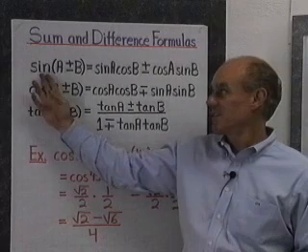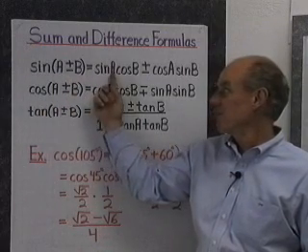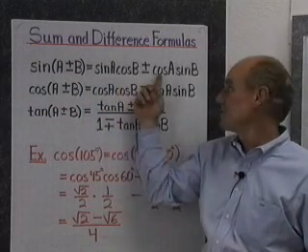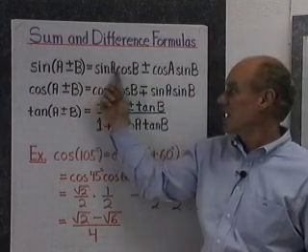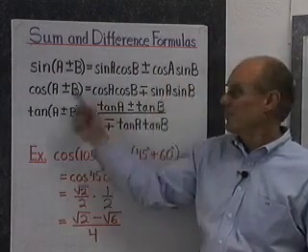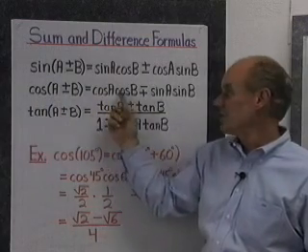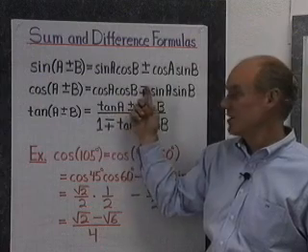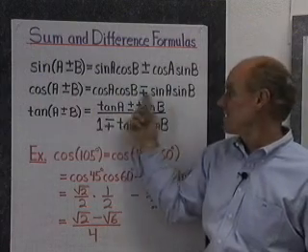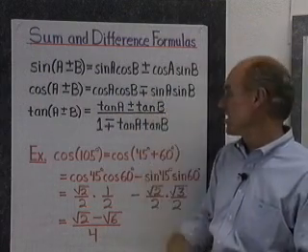Now, the way I do it is like this. Sine of a plus b is sine of the first, cosine of the second, plus cosine of the first, sine of the second. So when it comes to the sine formula, it's sine, cosine, cosine, sine. When it's the cosine formula, it's cosine, cosine, sine, sine. So cosine of the first, cosine of the second, minus or plus, depending on what this sign is, sine of the first, sine of the second.